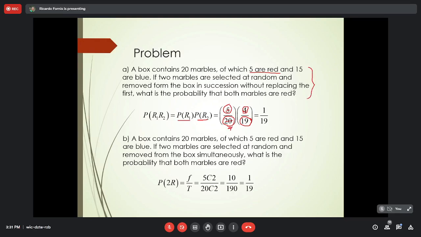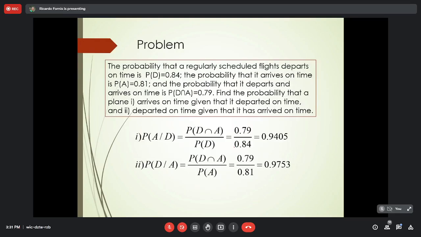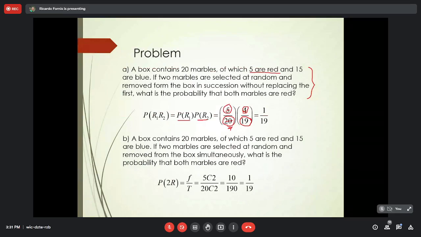Sometimes the problem, the method of solving it is similar, I mean the interpretation is similar, but it can also be stated in this manner. The box contains 20 marbles, of which 5 are red and 15 are blue. If 2 marbles are selected at random, take note, you take 2 marbles and you select them at random. The question is, what is the probability that both marbles are red? So the symbol would be probability of getting 2 red marbles.